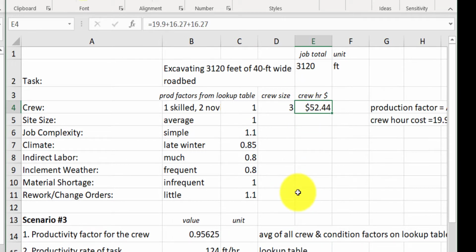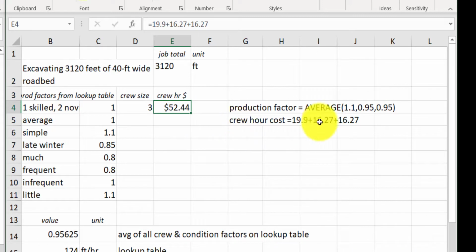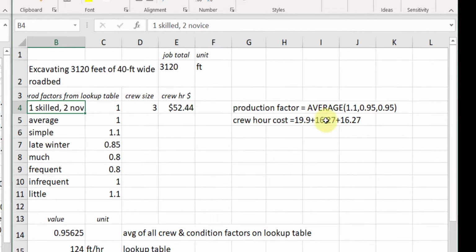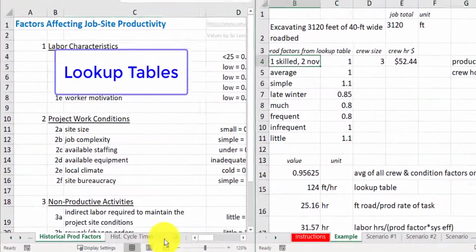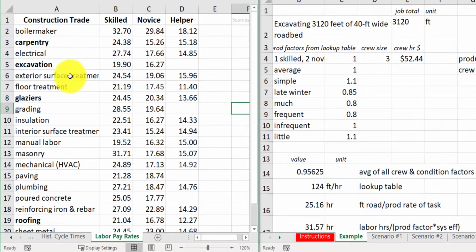The crew hour cost, rather, is, as you can see here, just adding up. You can see one skilled person is $19.90 per hour. A novice would get $16.27 per hour. Well, where did I get that? I came over here and looked at labor pay rates, excavation, and there they are. And look, a helper is actually not allowed to work on excavation because it's too dangerous. So that's where I got that.